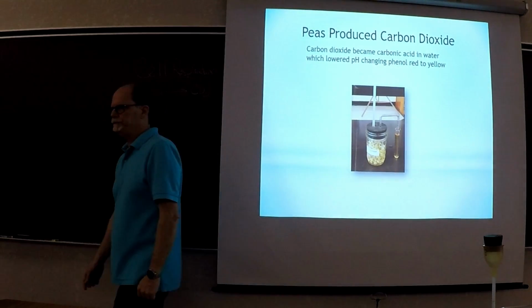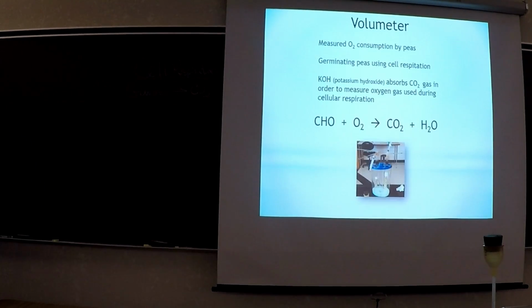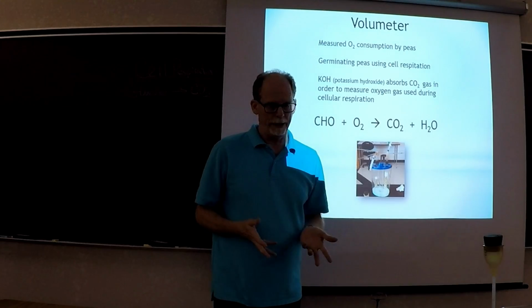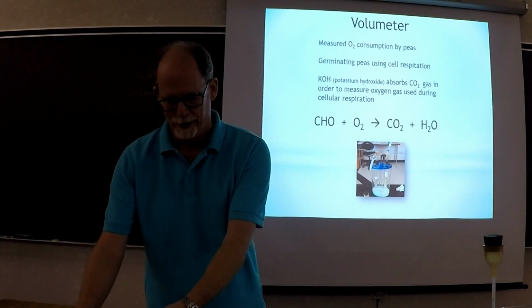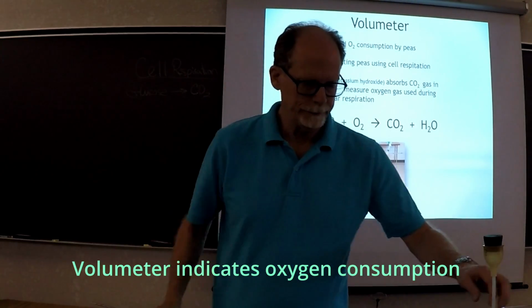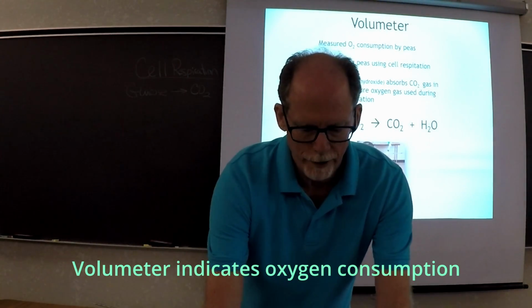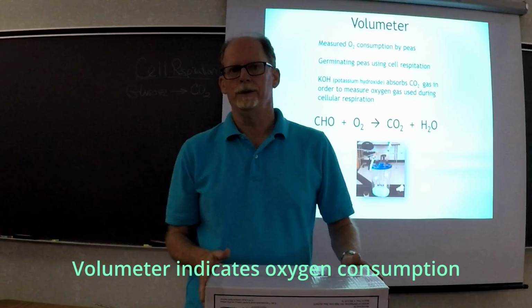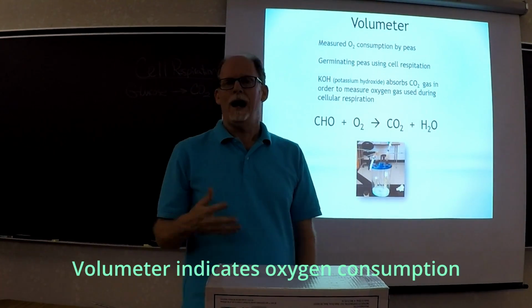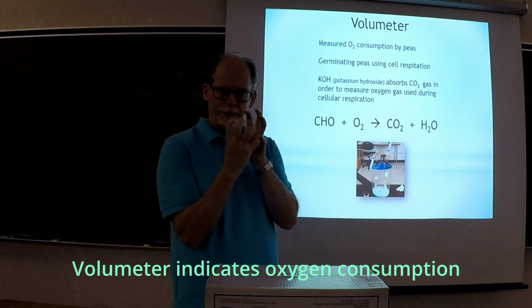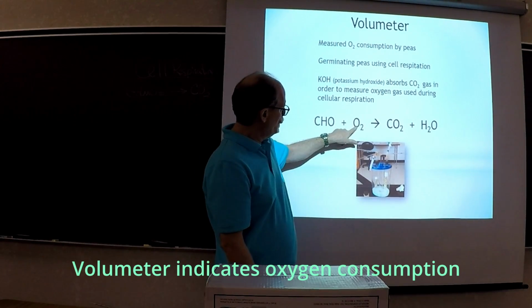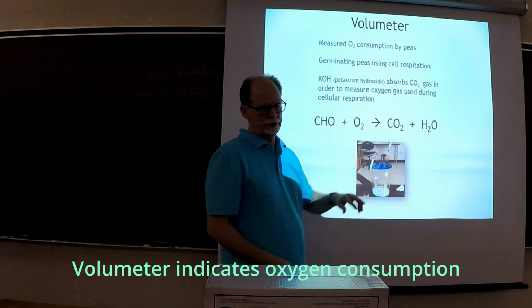Now the other part of the respiration lab, we're using peas again. The peas are germinating. They're not photosynthesizing, but we're using this apparatus. It's called a volume meter to do this experiment. A volume meter is a meter that measures volume. So what we're going to do is measure how much oxygen, the air, will be needed by the peas to produce CO2.